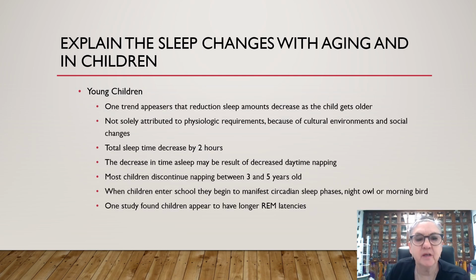In young children, one trend that appears is that sleep amounts decrease as the child gets older. It's not solely attributed to physiologic requirements, but more so to cultural environments and social changes. Total sleep time decreases by 2 hours, and this decrease may be a result of decreasing daytime napping. Most children discontinue napping between 3 and 5 years old. When children enter school, they begin to manifest circadian sleep phases, night owl or morning bird, and one study found children appear to have longer REM latencies.